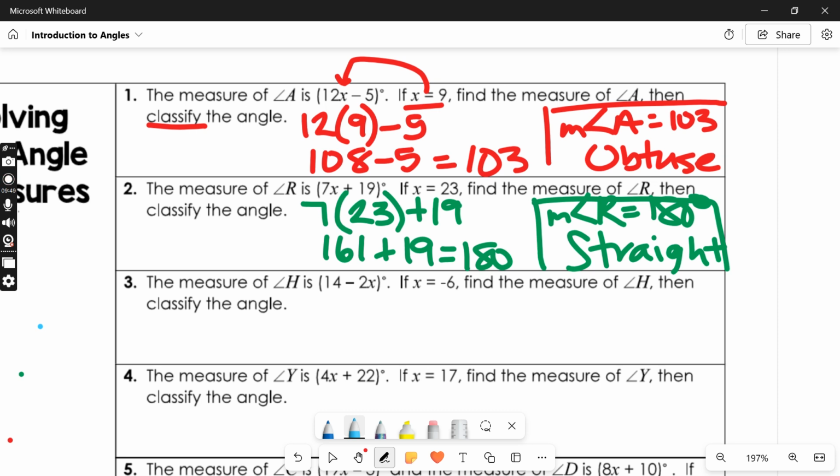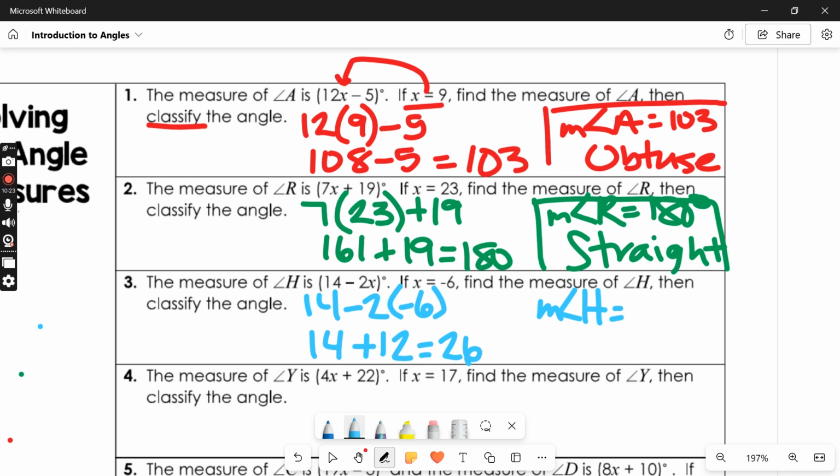Number 3 says the measure of angle H is 14 minus 2x, and x is equal to negative 6. Again, you could pause and try this one and then double check your answer. 14 minus 2 times negative 6. If I multiply those, 2 times negative 6 is negative 12, but I'm also subtracting, so that's going to be plus 12. Then 14 plus 12 is 26. So we'll say the measure of angle H equals 26, and since this is less than 90, we'll say that it is an acute angle.